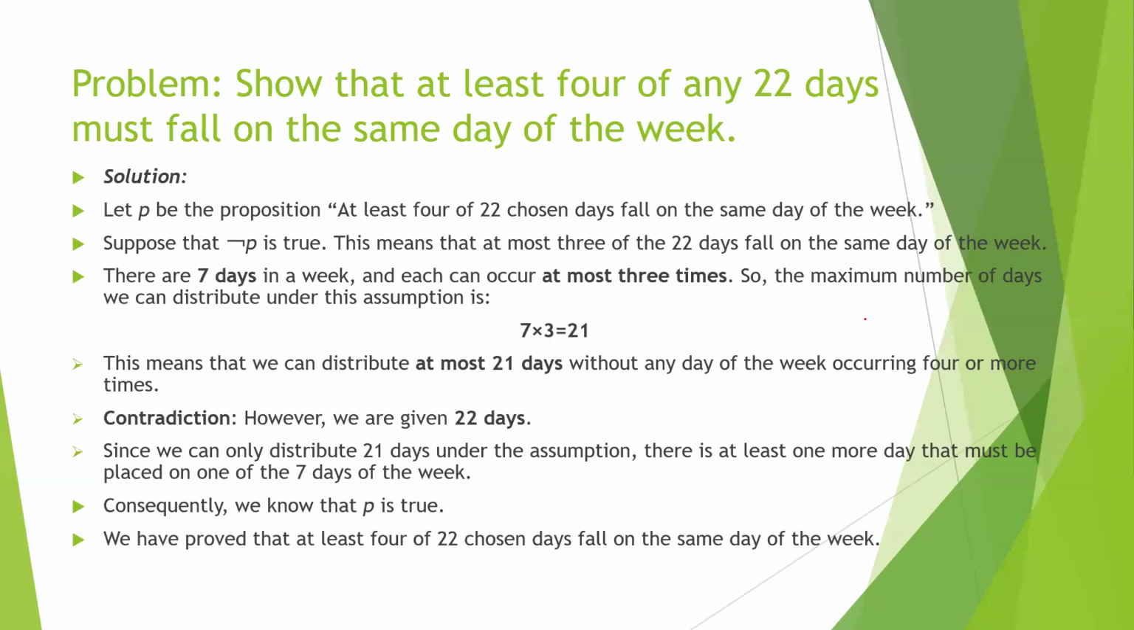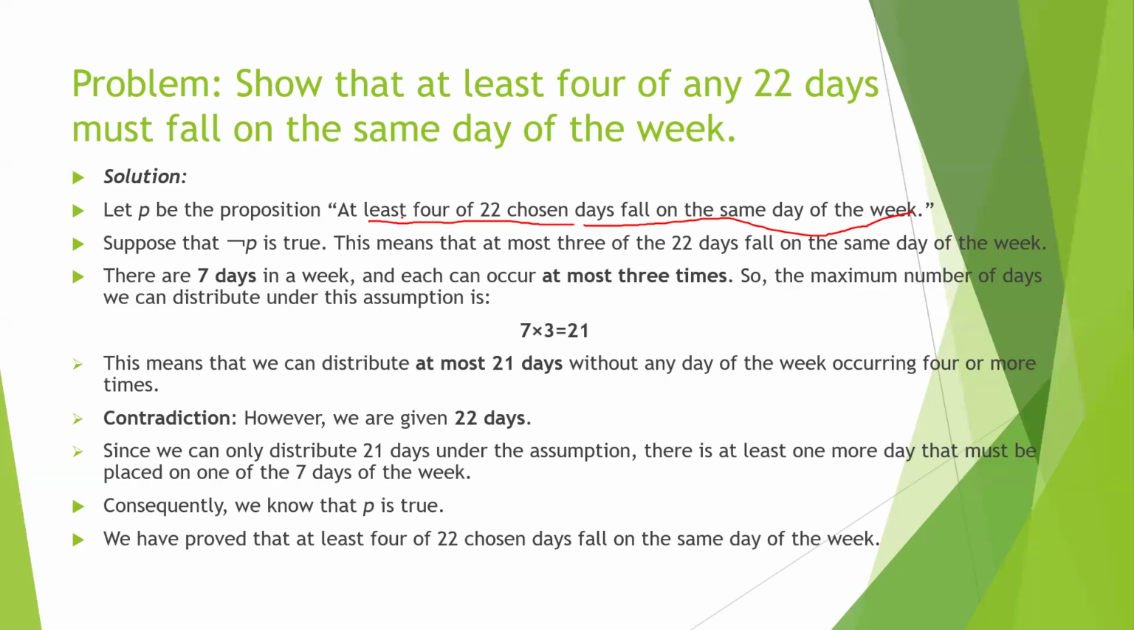The first problem is: show that at least 4 of any 22 days must fall on the same day of the week. Okay. So here the proposition is that at least 4 of 22 chosen days fall on the same day of the week. So this is our statement.